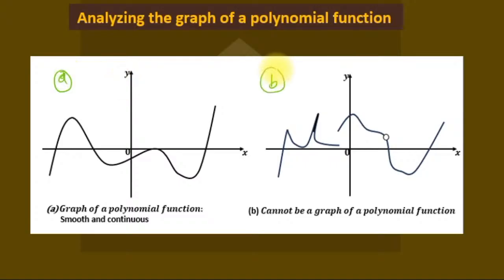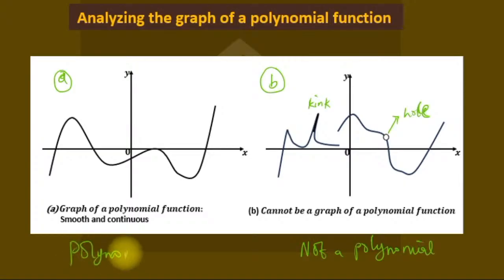But if you look at the second one, there is some discontinuity, like there is a hole here, which is a form of discontinuity, and you also see a gap, and you also see a kink. So this is not a polynomial graph. The first one is a polynomial because it's always smooth and continuous. So once you see a polynomial graph, you will know.